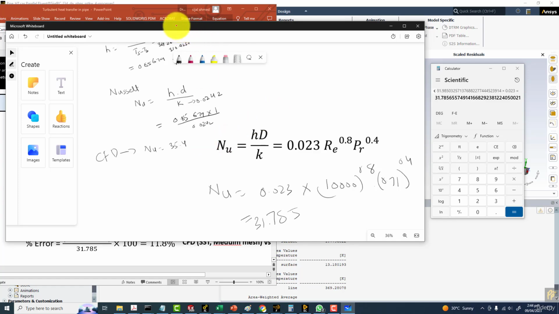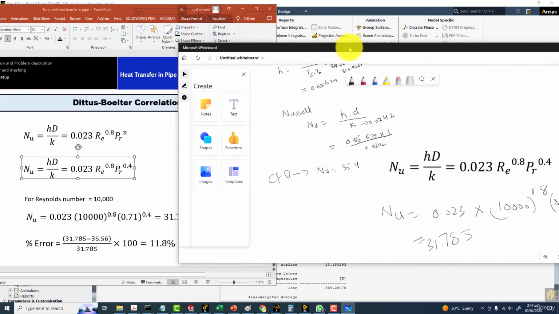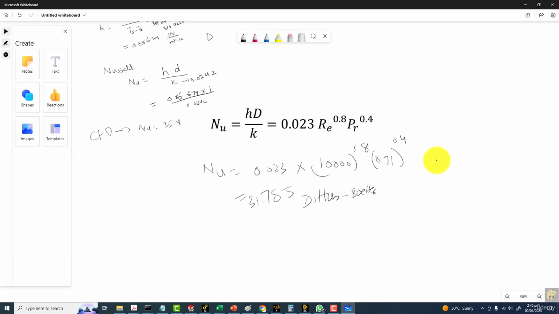Okay, this is from the Dittus-Boelter correlation. And please keep in mind that this correlation is valid for a Reynolds number greater than 10,000. It means that we are almost at the edge of its validity. So below this value, this is not valid. So maybe if you go with 30,000 or 40,000, you will get more close values.